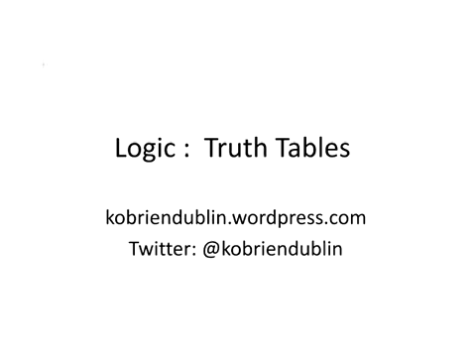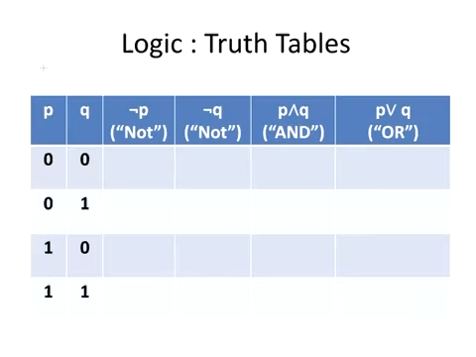In this presentation, we're going to look at working with truth tables for logic. So here's some truth tables right now. We have combinations of 0 and 1 for P and Q. 0 represents false, 1 represents true, and we have 4 combinations of 0 and 1, true and false, for P and Q. The first column we're going to look at is not P.